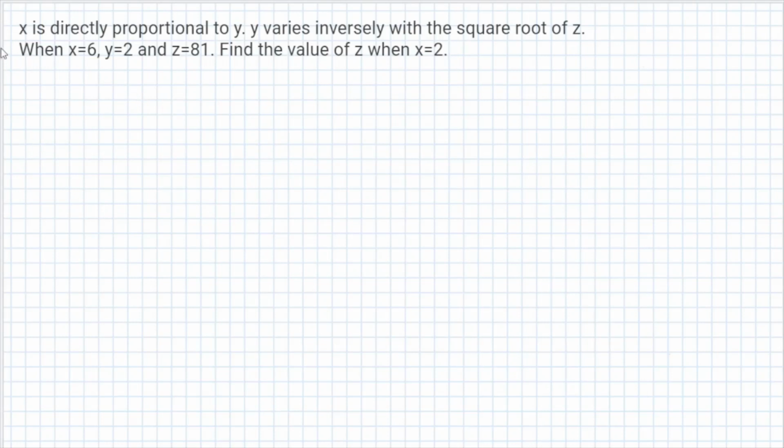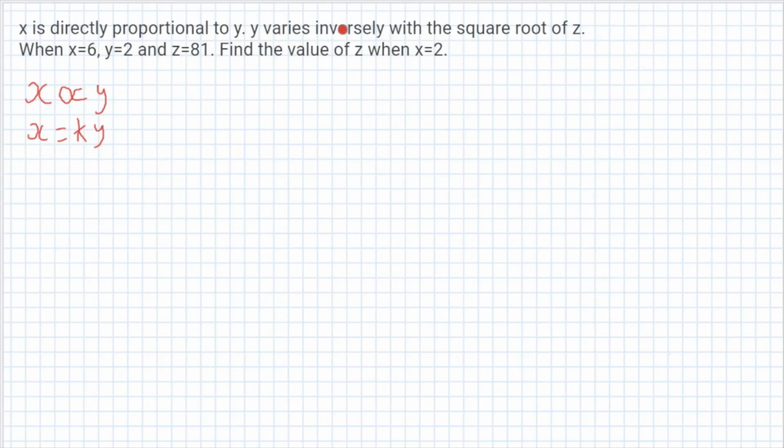So let's start with the first sentence and do what we've been taught to do. X is directly proportional to y. Don't be put off by the fact that the variables are the other way around. We can simply write it out. X is directly proportional to y. And then do what we've been taught: turn it into an equation, because that's really important at higher. X equals ky.